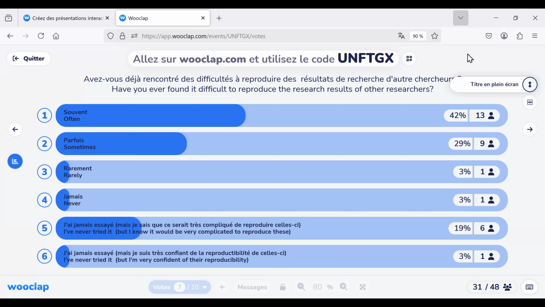Donc ici, on voit que, ben oui, on a quand même souvent des soucis. Il y en a qui sont chanceux et que ça se passe plutôt bien. Ils ne sont pas beaucoup, les chanceux. Il y en a qui n'ont jamais essayé. C'est vrai qu'on n'a pas forcément le temps. Si vous connaissez bien les gens, vous pouvez avoir plus ou moins confiance sur certains travaux.